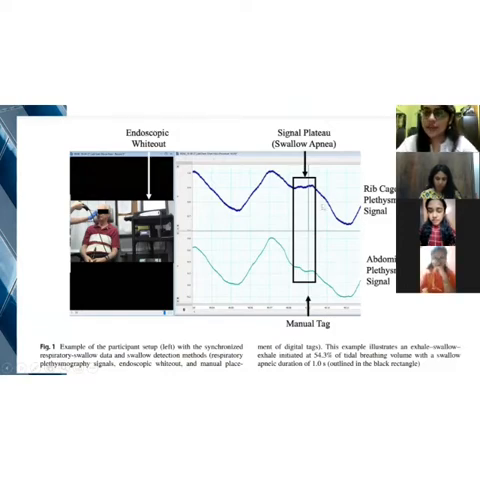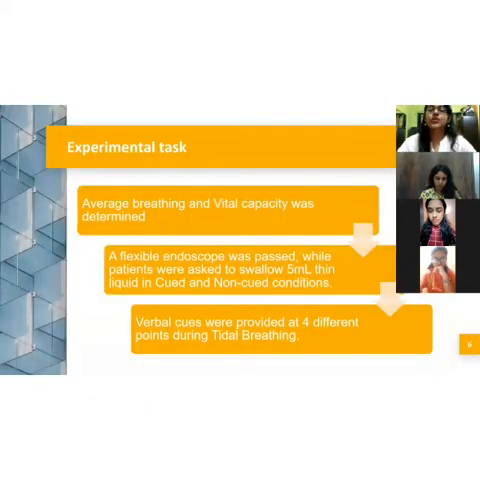Okay, so this is what they have done in this article. They have taken 25 Parkinson's patients, and first they calculated the vital capacity and the breathing capacities of the patients. Then, using a flexible endoscope, they asked them to swallow 5 ml of thin liquid in two conditions: one is cued and the other is non-cued.